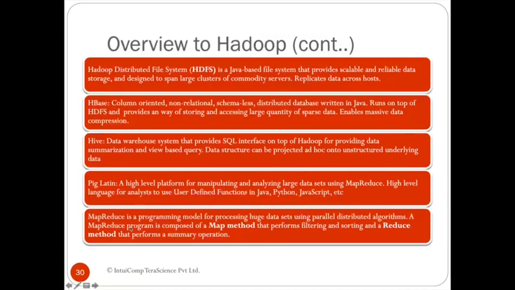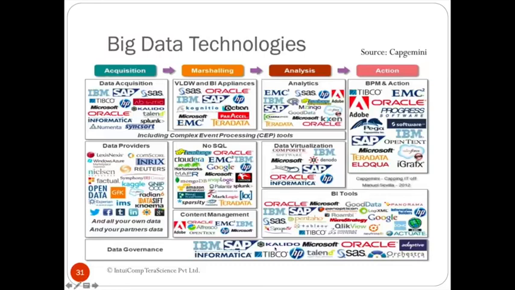MapReduce is a programming model for processing huge datasets using parallel distributed algorithms. A MapReduce program is composed of a map method that performs filtering and sorting and a reduce method that performs a summary operation. Big data technologies lead to acquisition, marshalling, analysis, and action.